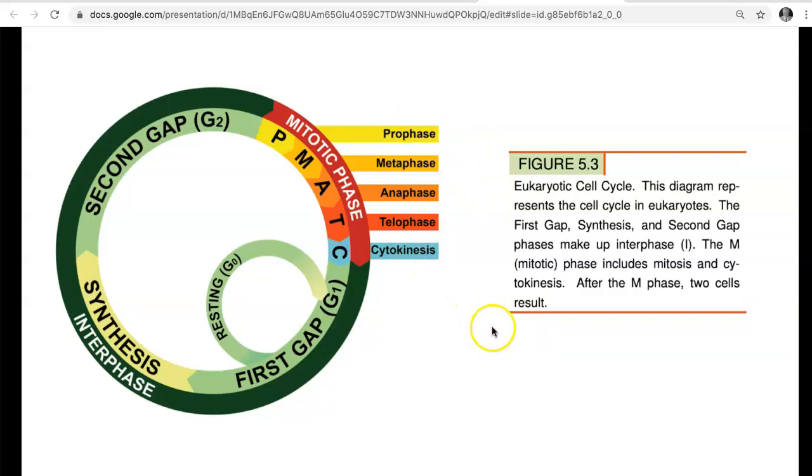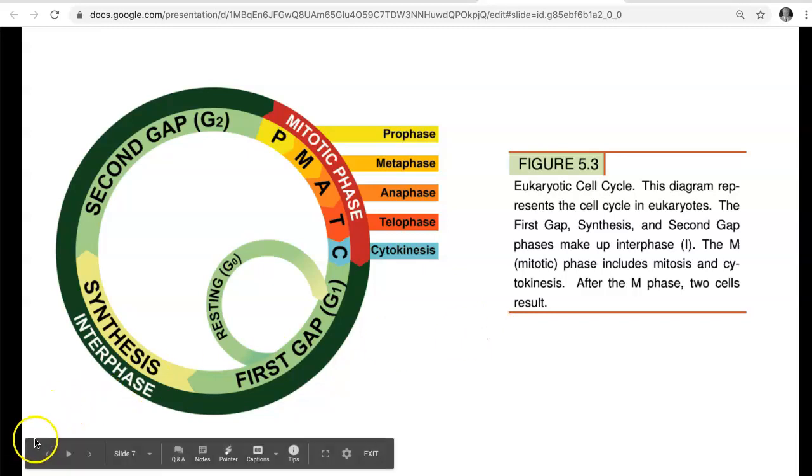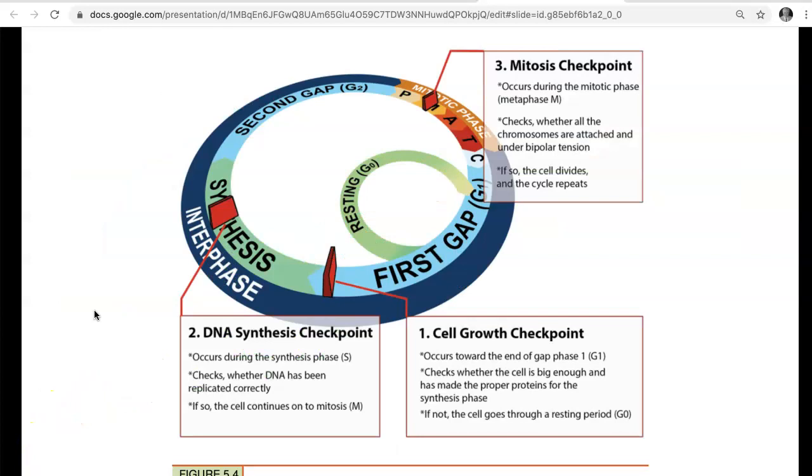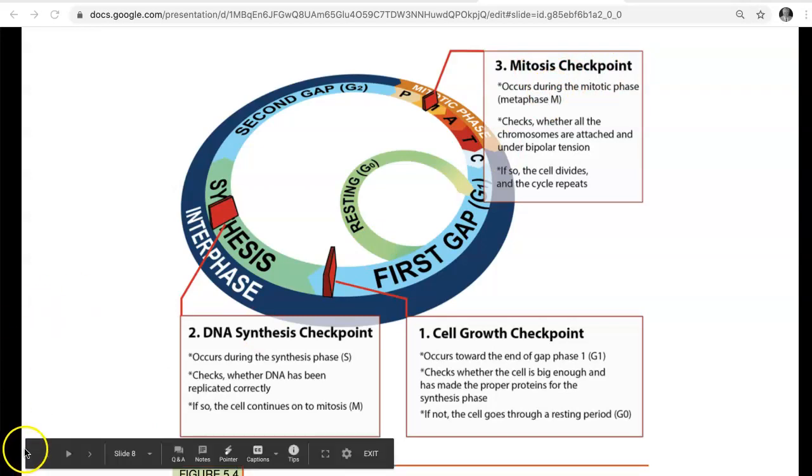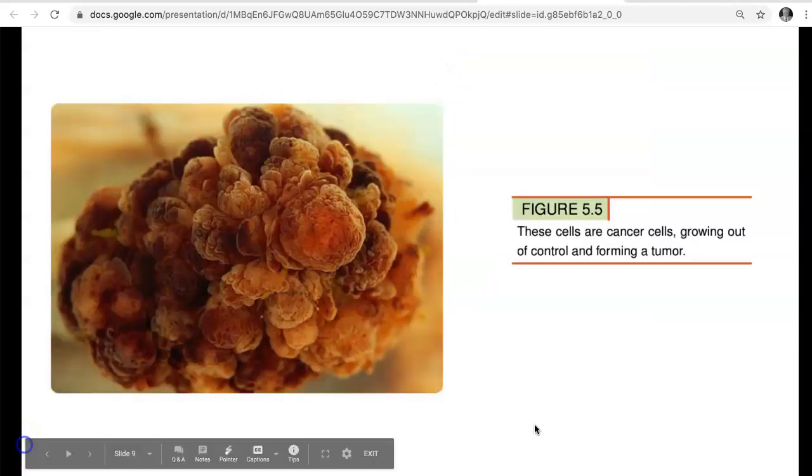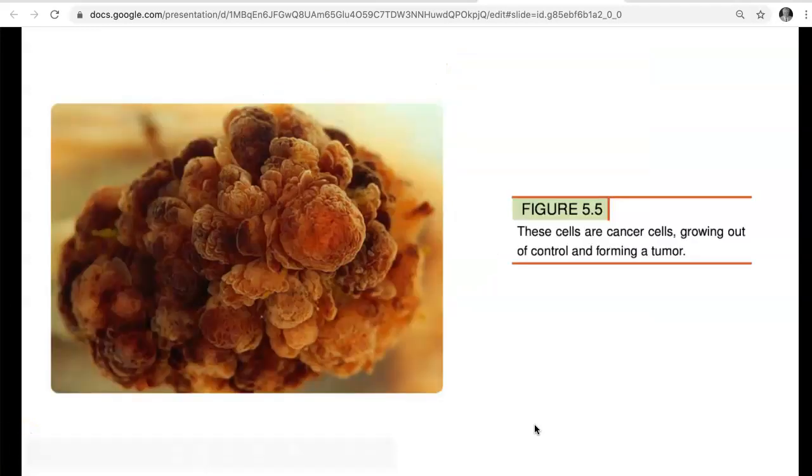Remember, these are the eukaryotic cells. They're bigger, they have a nucleus, than the prokaryotic or bacteria cell. This diagram from your textbook talks about the cell growth checkpoints. Number 1 occurs toward the end of the gap phase. Part 2, DNA synthesis. This is when DNA starts to grow. And finally, point 3, the mitosis checkpoint. Make sure you're familiar with these three major checkpoints, and make sure you're familiar with this diagram, especially the mitotic phase.